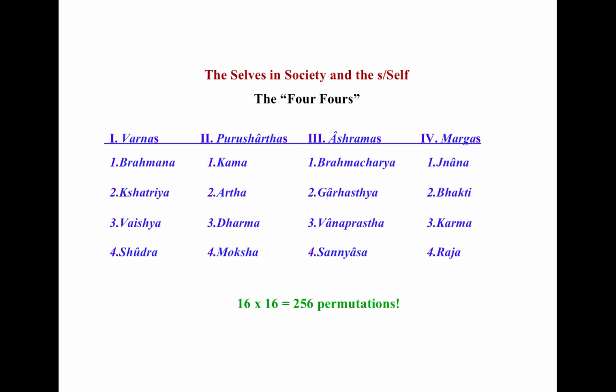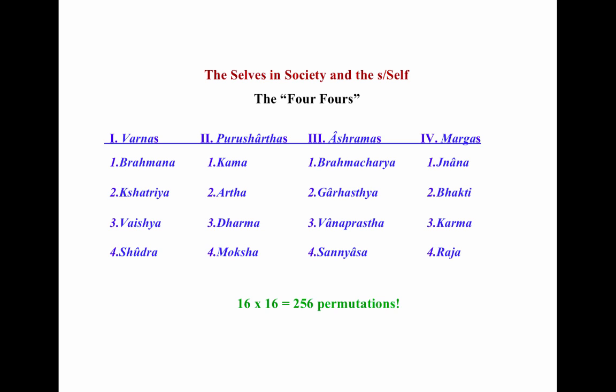I gave you this little chart right at the end of the lecture in Paths of Return. Let's expand upon that. I said I would explain all these Sanskrit words that you see here. I talk about the 4 fours. To understand these selves, plural, in society, and the selves in the small s and the big S self, it's helpful to differentiate when you're talking about Hinduism between 4 sets of 4 terms. There are varnas, purusharthas, ashramas, and margas, and each of those has 4 subdivisions.